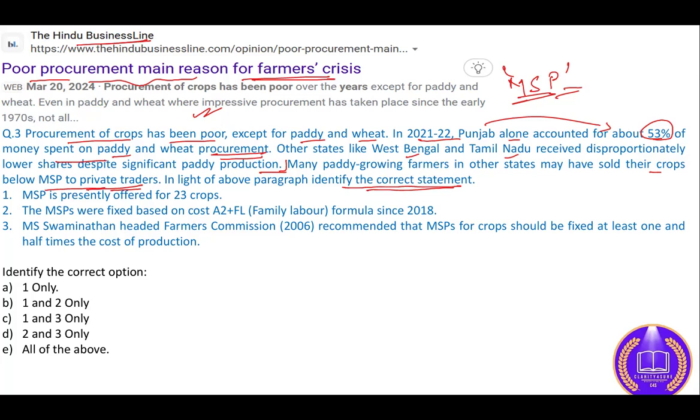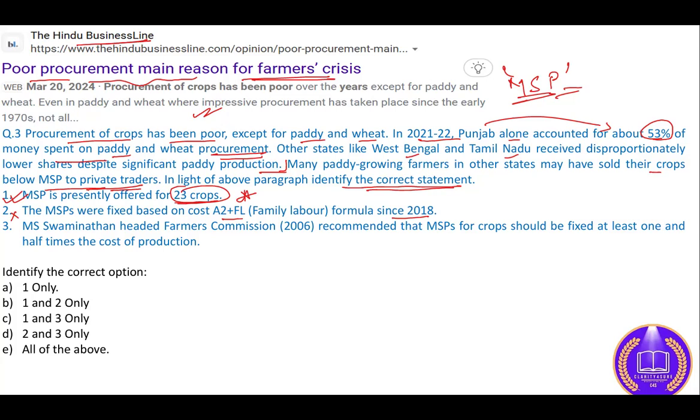So the first statement: MSP is presently offered for 23 crops. This statement is absolutely correct. Currently, it is offered for 23 crops. Second statement: remember this fact, MSPs were fixed based on the A2 plus FL, family labor, formula since 2018. No, this statement is incorrect.